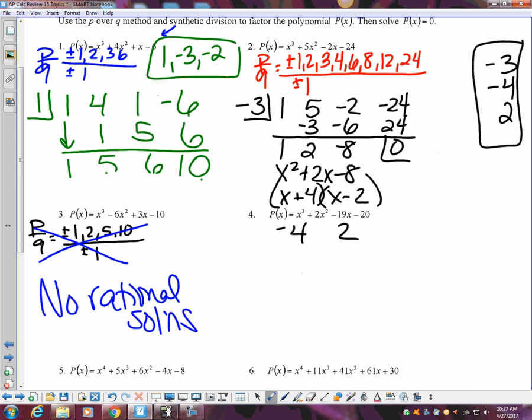I know that one of them is real, but it's irrational, because it doesn't come from this list. And I know the other 2 are imaginary, because they don't cross the x-axis. They wiggle up in space somewhere. Does that make sense? That relationship is important. Okay, try number 4. Let's see if we have better luck with number 4.